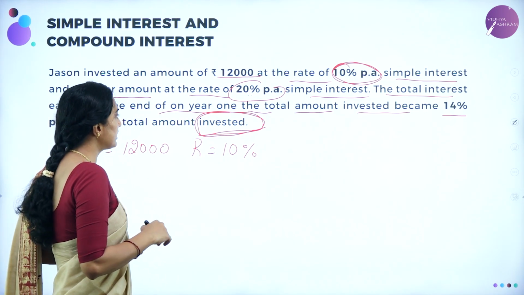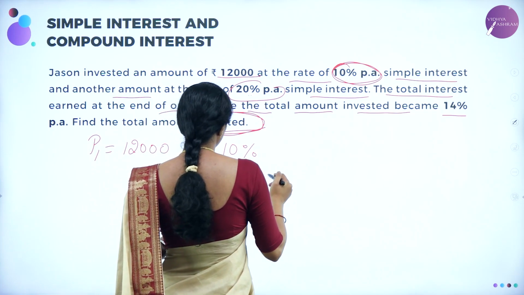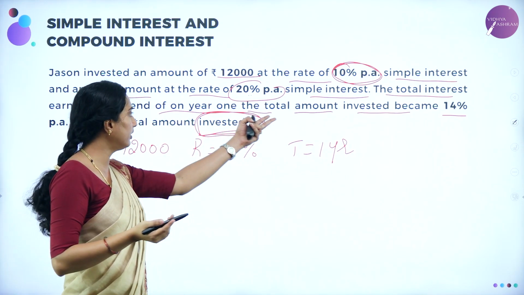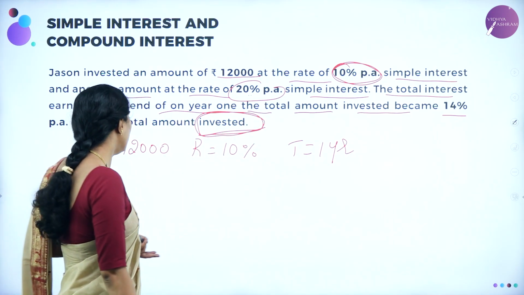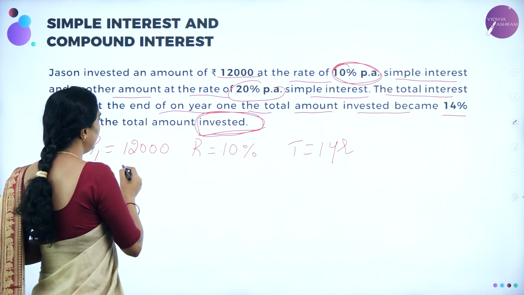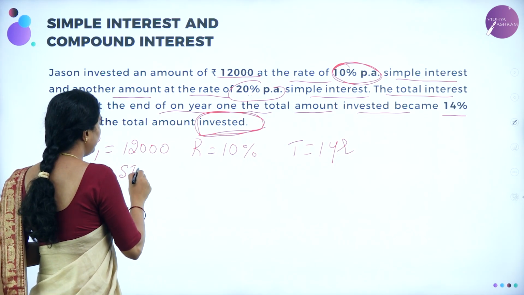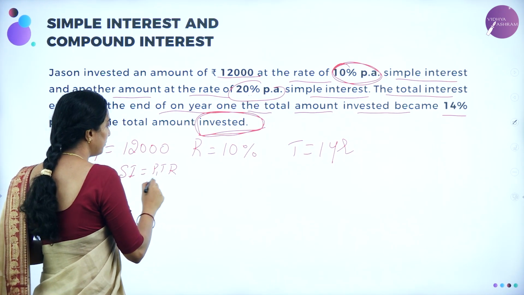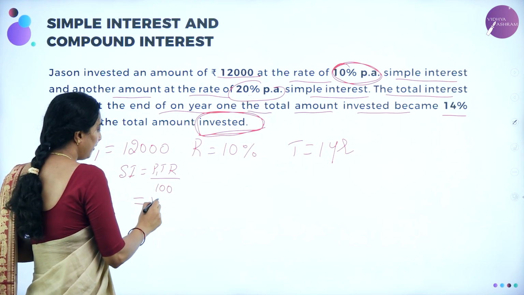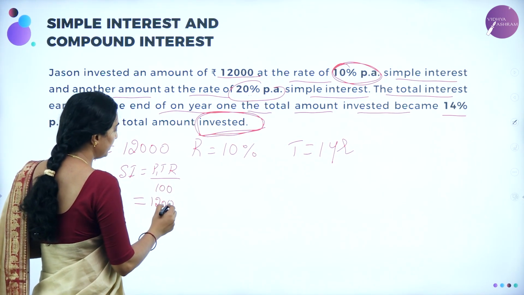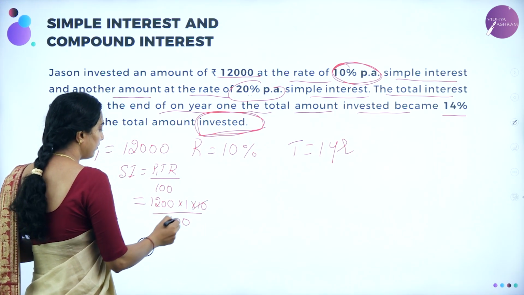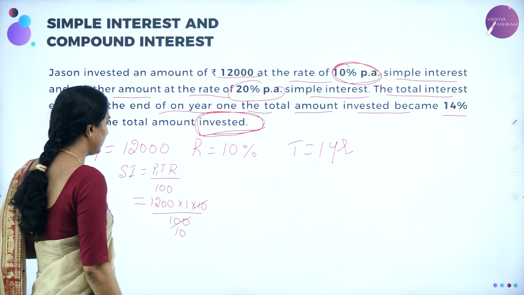So here T is equal to 1 year, because 1 year he invested, correct? We need to calculate at the end of the year what happens to the amount, right? So here we need to calculate the total amount. Now we can calculate by having simple interest. Simple interest is given by PTR divided by 100. So here P1 into T into R divided by 100. So therefore you have 12,000 into T is 1 year into R is 10 divided by 100.